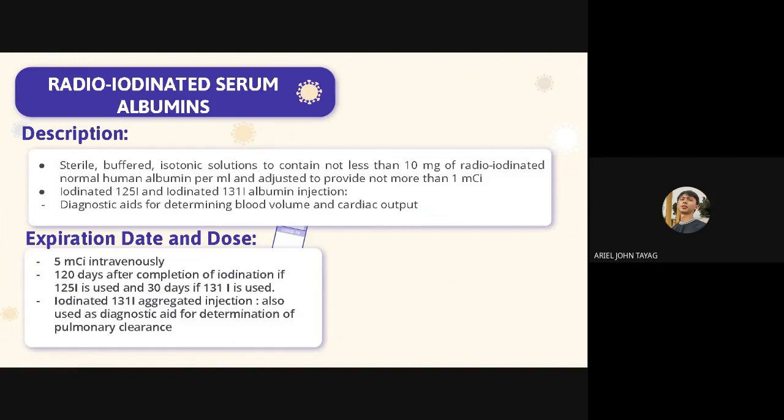So for the dose, 5 millicurie intravenously. So for the expiration date, 120 days after completion of iodination if 125I is used and 30 days if 131I is used. So in addition, iodinated 131I aggregated injection is also used as a diagnostic aid for determination of pulmonary clearance. So next slide.